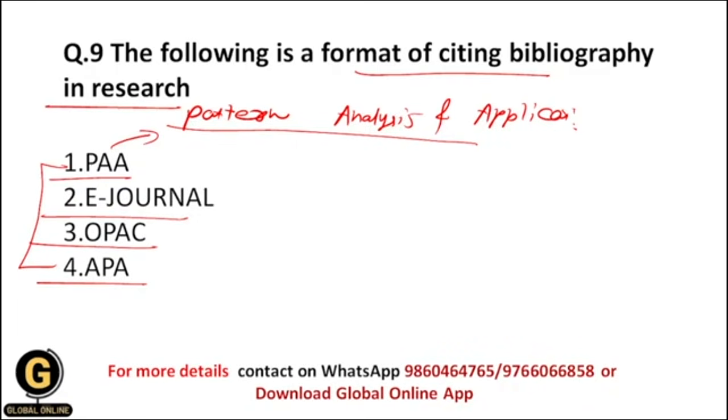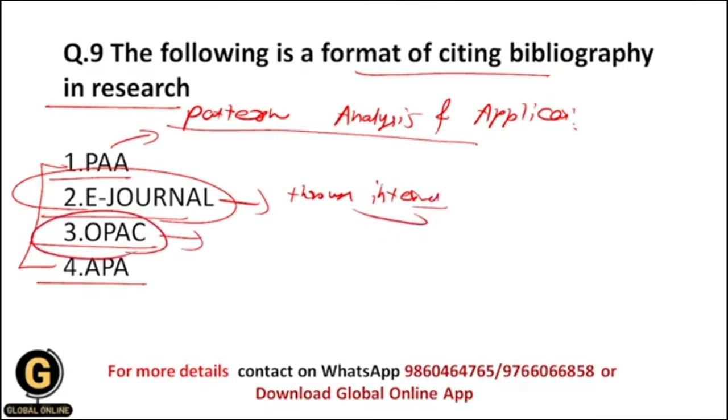That's it. What is e-journal? As the name suggests, it is an electronic journal. It is a periodical publication that is published in electronic format, and it is always published through the internet or on the internet. So you will get it in online mode only. What is OPAC? What is this?